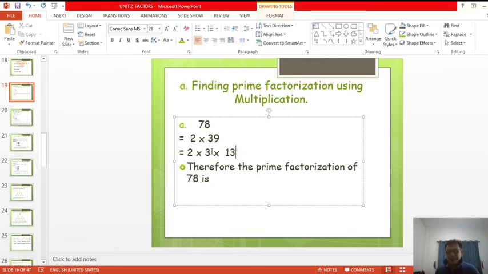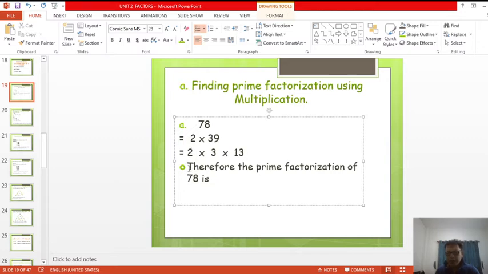Anyway, if we look at this, 3 is already a prime number. If you check your list of prime numbers less than 20, 3 is already a prime number. How about 13? Again, 13 is also a prime number. So can we still factor this? No, you cannot anymore. The only factors of 13 are 13 itself and 1. So that means all you have to do is copy this.